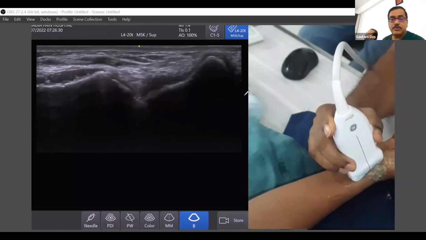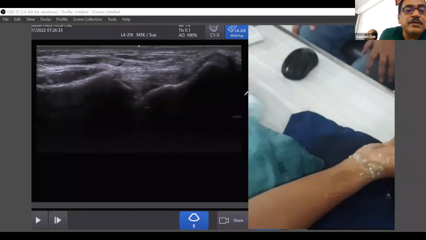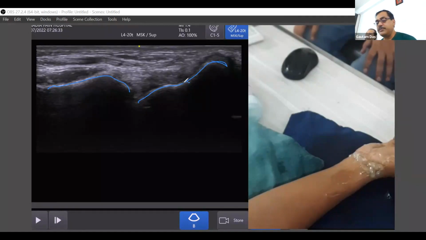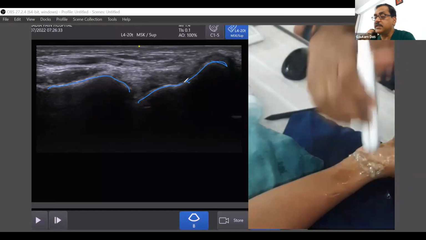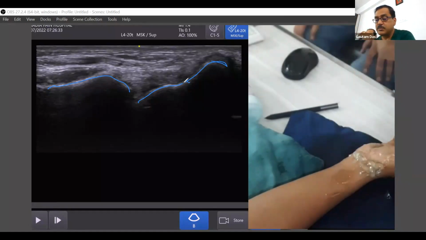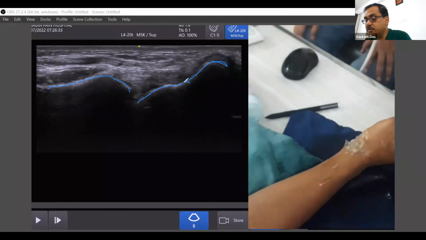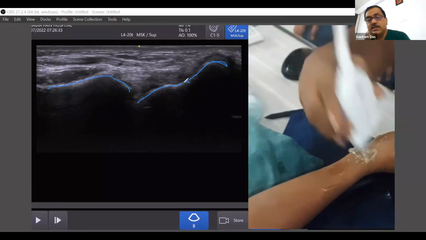So this is your radius, and this is your scaphoid. This is the neck of the scaphoid. This is the commonest area where scaphoid fractures take place. So my marker was towards the proximal side.